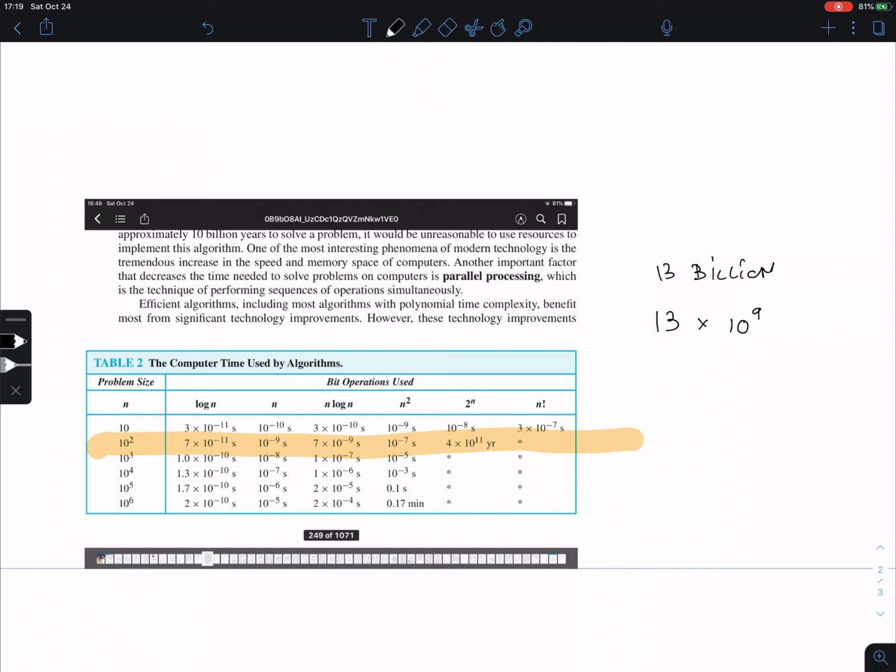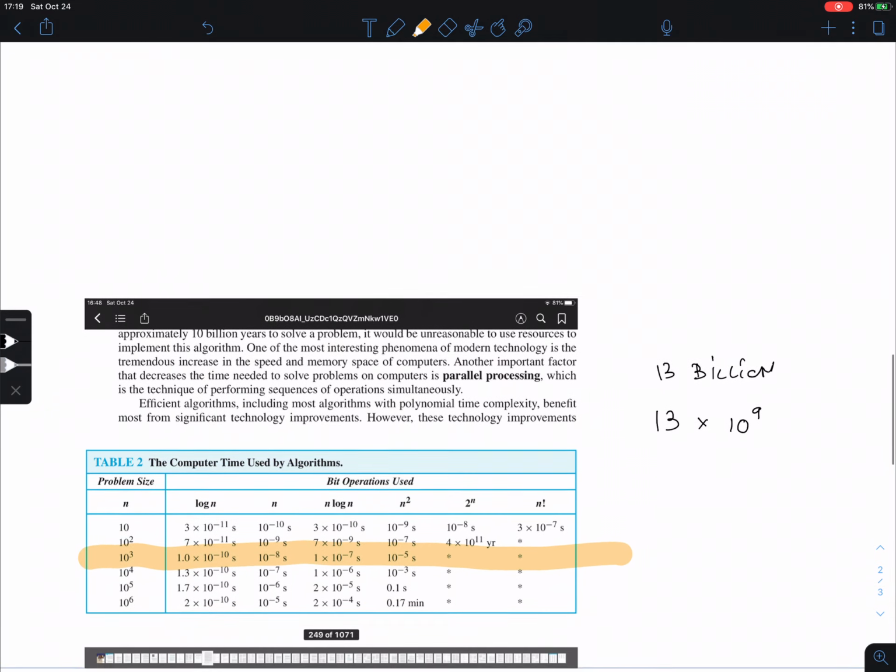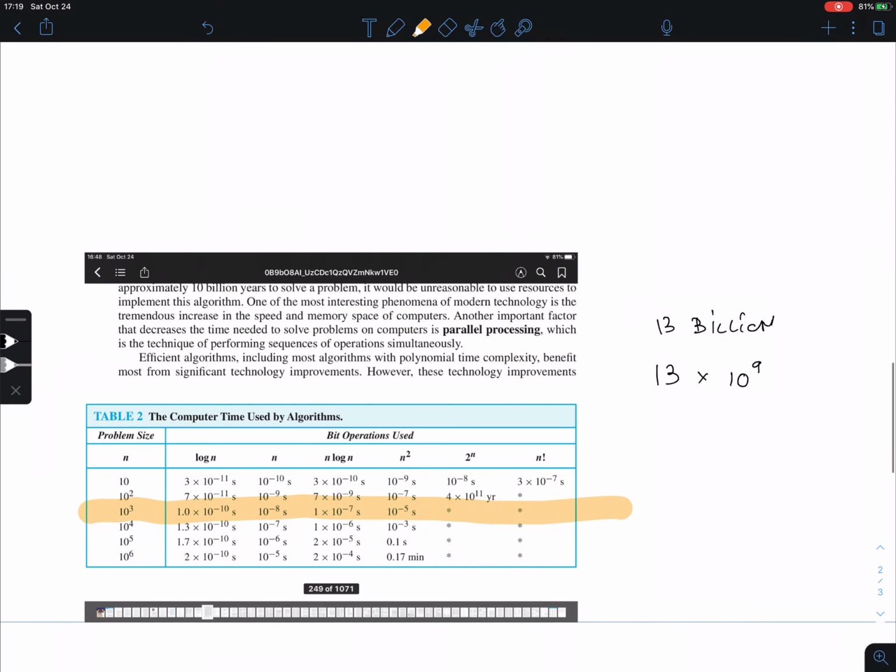That's ridiculous, right? Now, what happens with size 1,000? Let's see how dramatic it becomes then. You might ask what this star means. Let me explain the star in the next one. N factorial. This means longer than ever we estimate the universe will last. Let me double check what the textbook says. Sorry, this is a chart from the textbook, by the way.